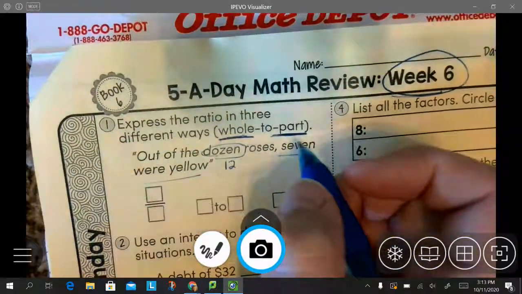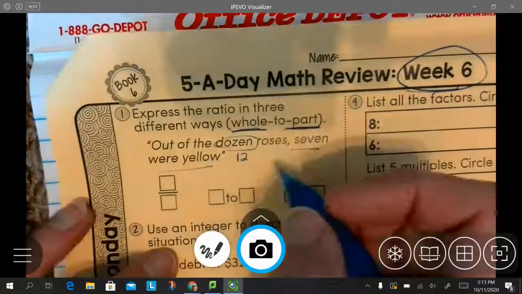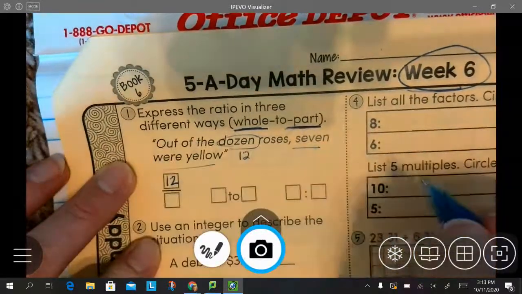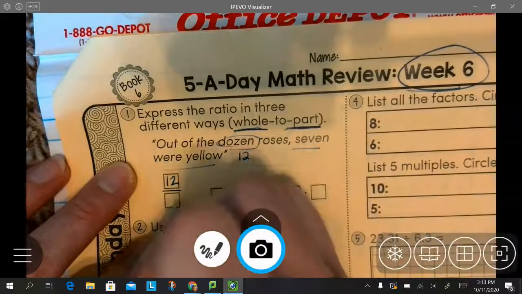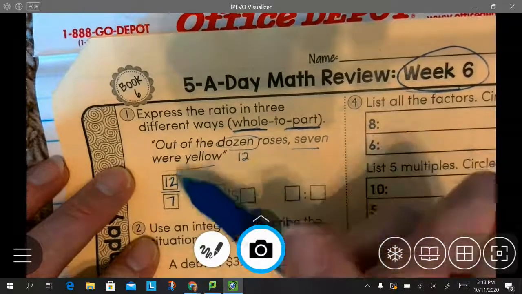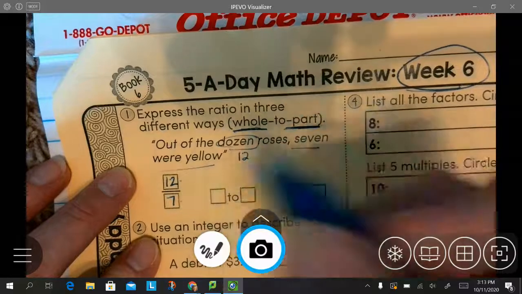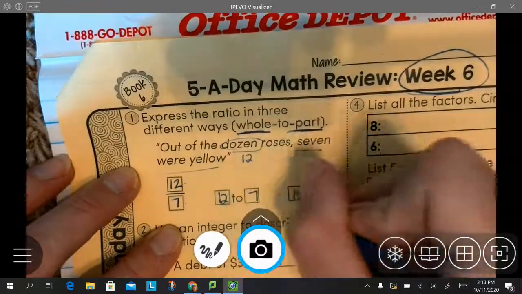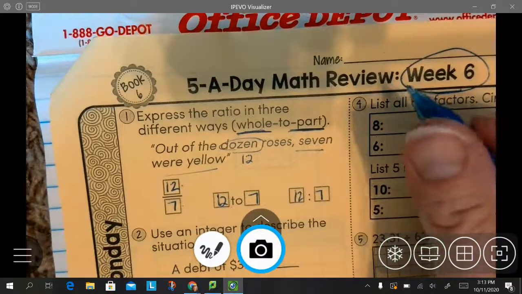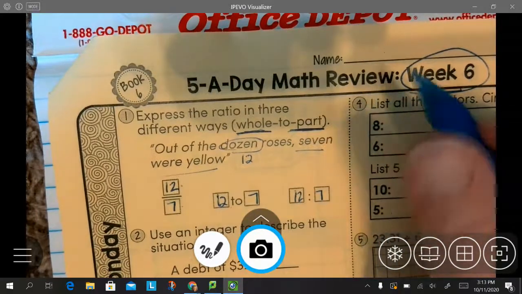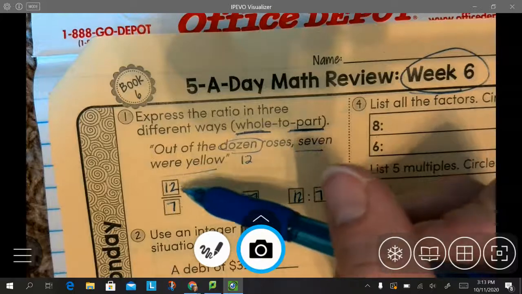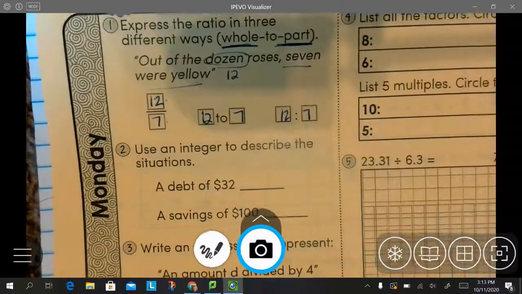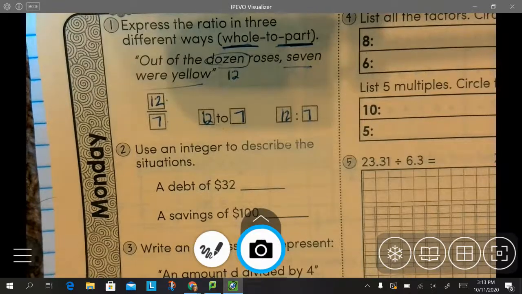Okay, so you just write it in a fraction form, just like they had given it to you in the sentence. Okay, so out of the 12, 7 were yellow. So out of the dozen roses, which is 12, 7 were yellow. And you can write it with a fraction, or you could write it with the word to, or you can write it with a colon. Either way, it shows you the relationship or the proportional value of the two numbers. Okay, good job.